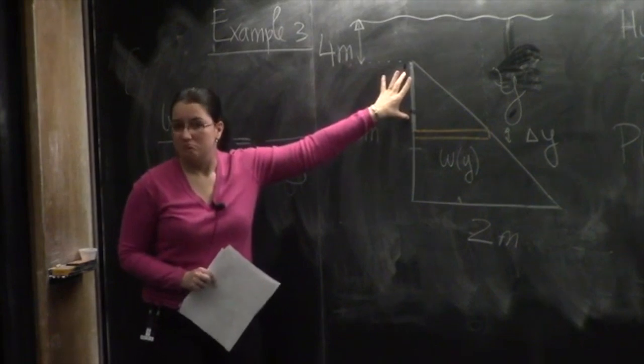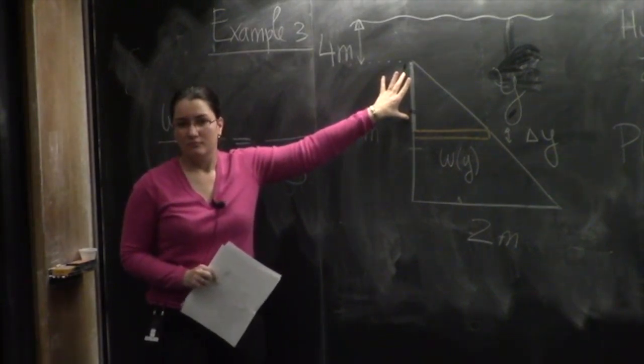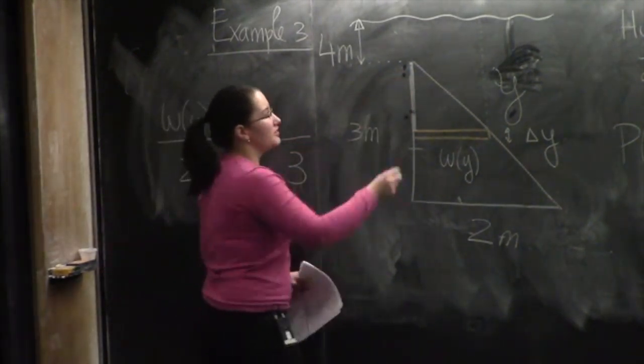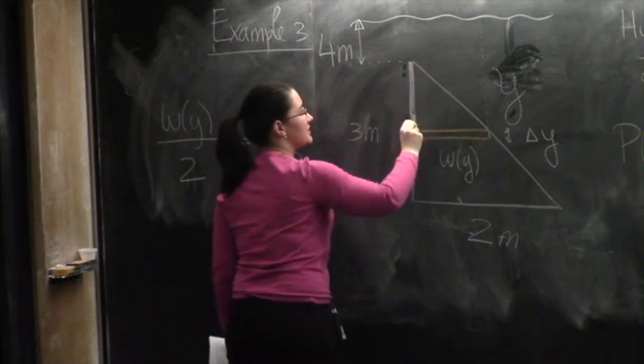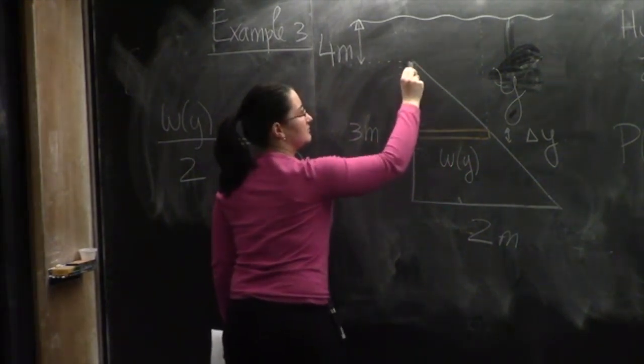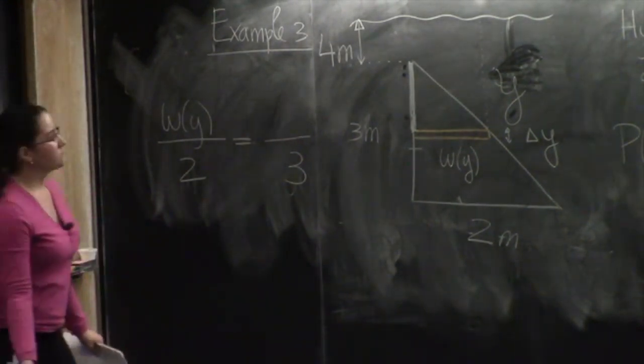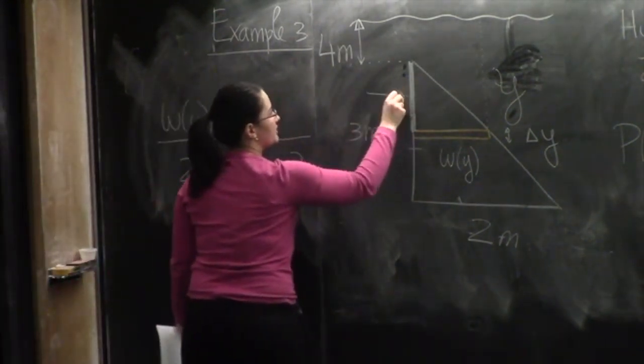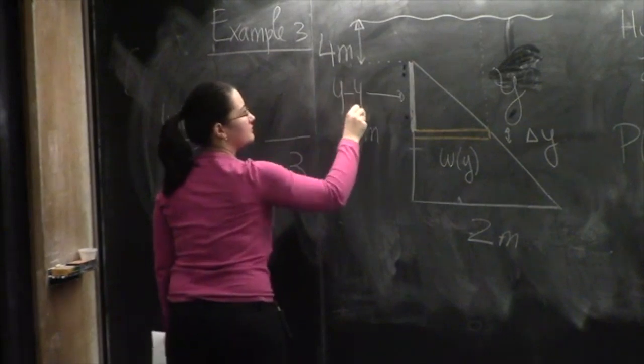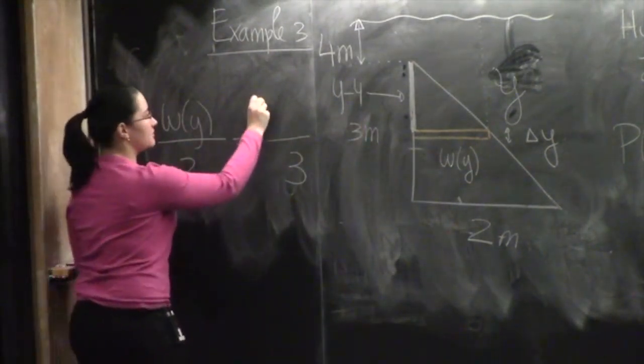Can you help me figure out what the length of this side is? Y minus 4, exactly. So this one over here is y minus 4, and this is exactly what goes on top.